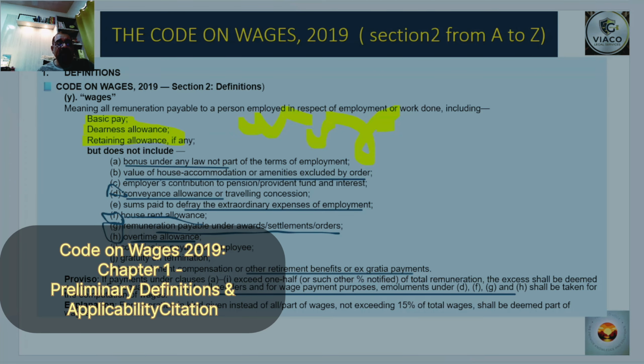इन चारों को उठा के आपका कंपोनेंट बना देंगे वेजेस को. कन्वेंस अलाउंस को उठा लेंगे, हाउस रेंट को उठा लेंगे, रिम्यूनरेशन पेबल अंडर अवार्ड को उठा लेंगे, ओवर टाइम को उठा लेंगे. अब समझ लीजिए आप, अगर ये एक्सेस हुआ तब, ओके. नाउ एक्सप्लेनेशन, रिम्यूनरेशन इन काइंड गिवन इंस्टेड ऑफ ऑल और पार्ट ऑफ द वेजेस, इट शुड नॉट एक्सीड मोर देन 15%. अगर ये 15% से ज्यादा एक्सीड होगा तो हम इसको भी उठा के वेज में डाल देंगे, जो इसका एक्सेस आता है वो यहाँ पे आ जाएगा. तो ये ध्यान देने वाली चीज है भाई.